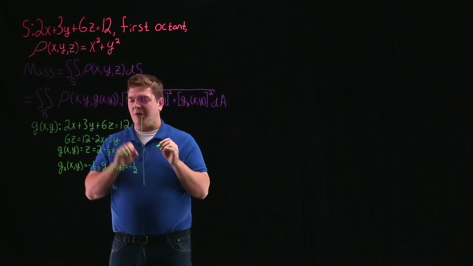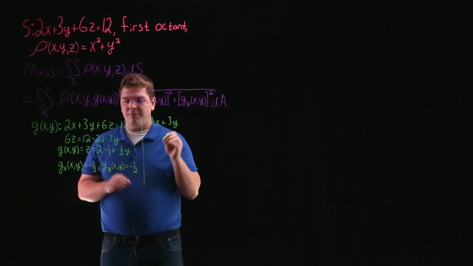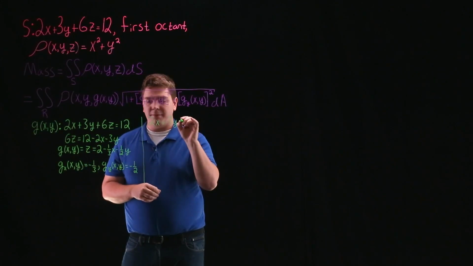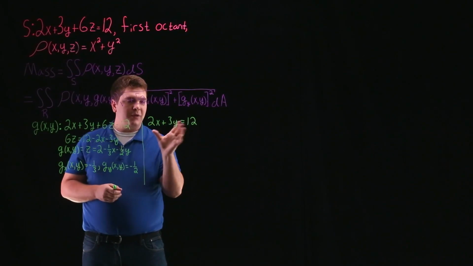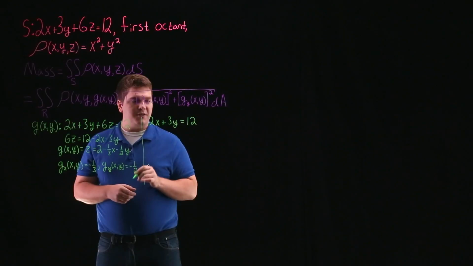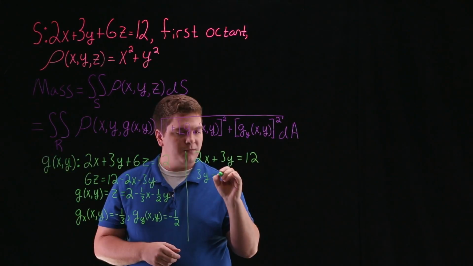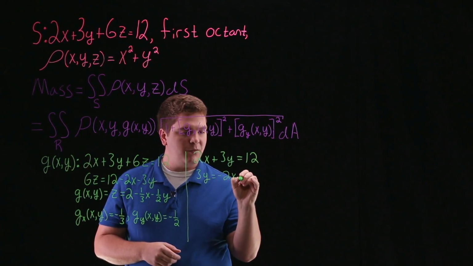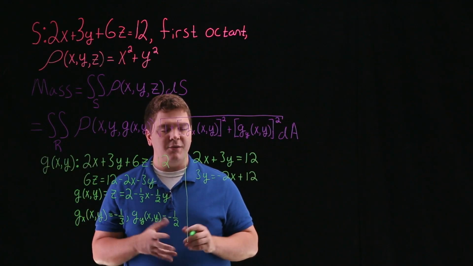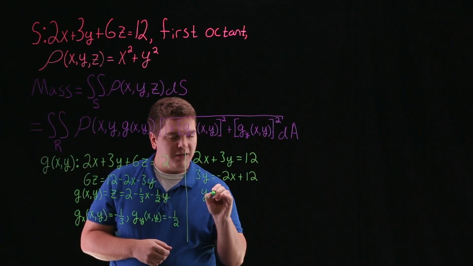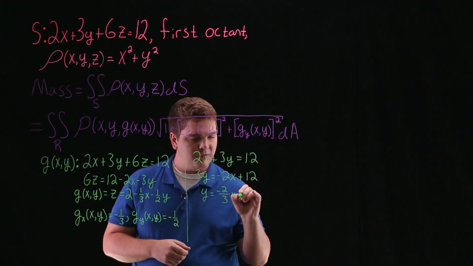So I'm going to rewrite this, but I'm going to let z be 0. So we have 2x plus 3y plus 0. I'm not going to write anything. It's equal to 12. So now we can solve this equation for y. I'll subtract 2x from both sides. So we'll have 3y is equal to negative 2x plus 12. And we can divide each side of this equation by 3. So we'll have y is equal to negative 2/3 times x plus 4.